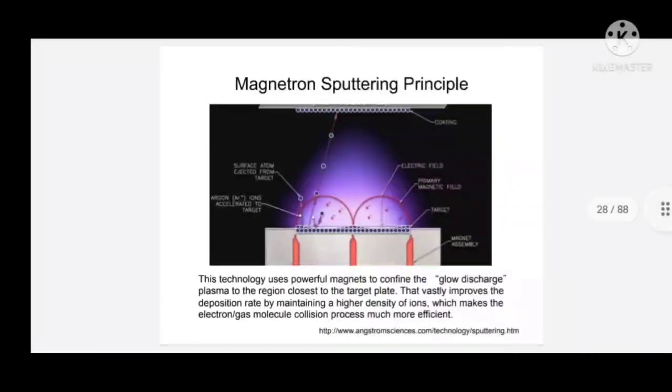Magnetron sputtering principle. This technology uses powerful magnets to confine the glow discharge plasma to the region closest to the target plate. That vastly improves the deposition rate by maintaining a higher density of ions, which makes the electron and gas molecule collision process more effective.